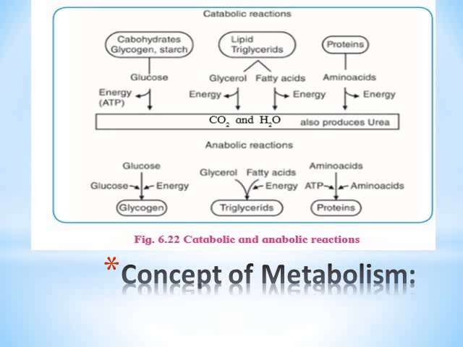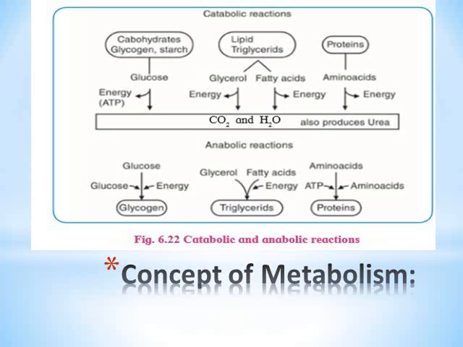The anabolic pathway is called the biosynthetic pathway, which involves formation of more complex biomolecules from simpler structures. For example, synthesis of glycogen from glucose and protein from amino acids. So anabolic is building up and catabolic is breaking down. In building up, complex molecules are formed from simpler ones, while in catabolic, simple molecules are formed from complex ones.